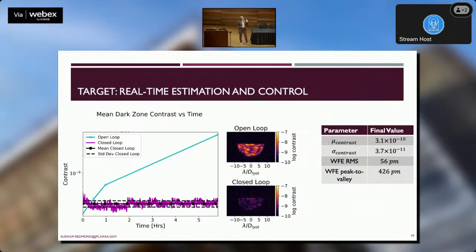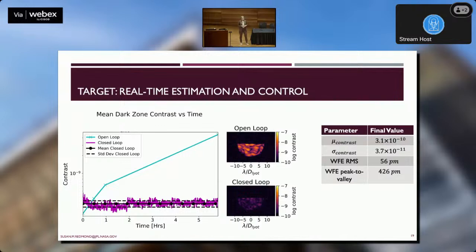And this is a sample plot of what we get out of these types of experiments. In this case, the magenta line, that's our closed loop contrast. So that's with all the real-time focal plane wavefront estimation and control in action. And in the bottom right, we have the closed loop final image. And that blue line is the open loop. So that's if we did no correction with that drift injected.